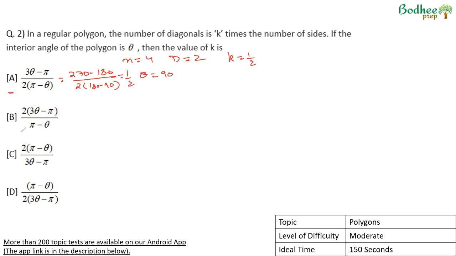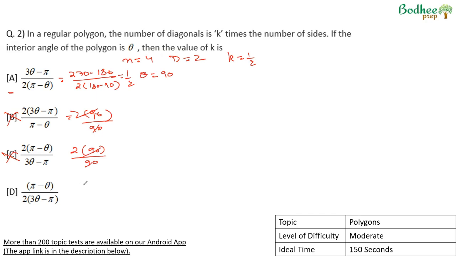So option A satisfies. If we put the value here, 2 into 90 minus 180 is 270 minus 180 is 90, upon 90 will not work. K is not 2. If we put the value here, 2 into 180 minus 90 is 90. 270 minus 180 is 90. So the value is not 1 by 2. If we put the value here, pi minus theta.